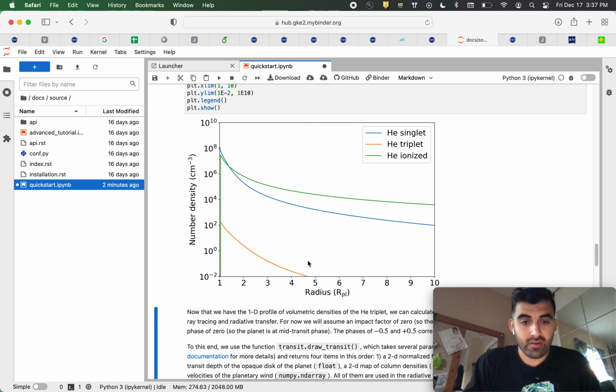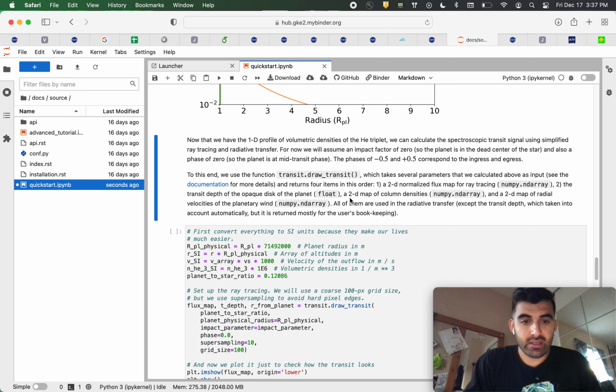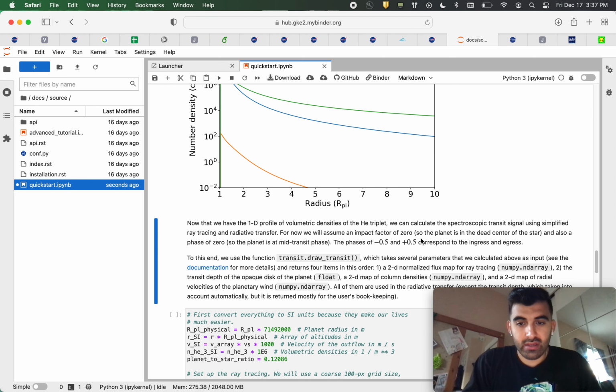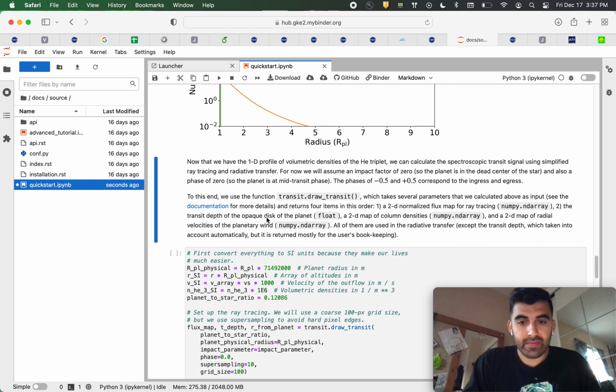And here it is. So this is number density as a function of radius. And here we have helium in blue as the singlets, in orange the triplets, and in green ionized helium. Awesome. Next thing. So now that we have the volumetric densities of the helium triplet, we can calculate the spectroscopic transit signal using simplified ray tracing and radiative transfer.